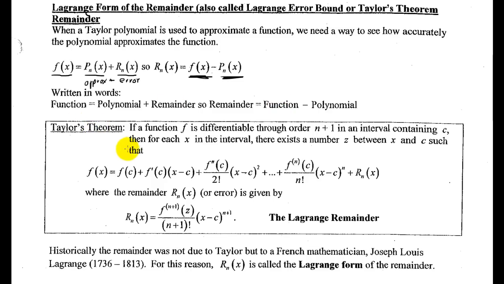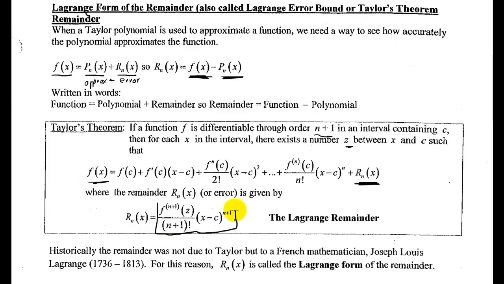Taylor's theorem says, if a function f is differentiable through the order n plus 1, in an interval containing c, for each x in the interval, there exists a number z between x and c such that f of x equals, here's your Taylor polynomial. And here on the end we have what would be left over to make up for the error, where the remainder R sub n of x, or error, is given by the following.